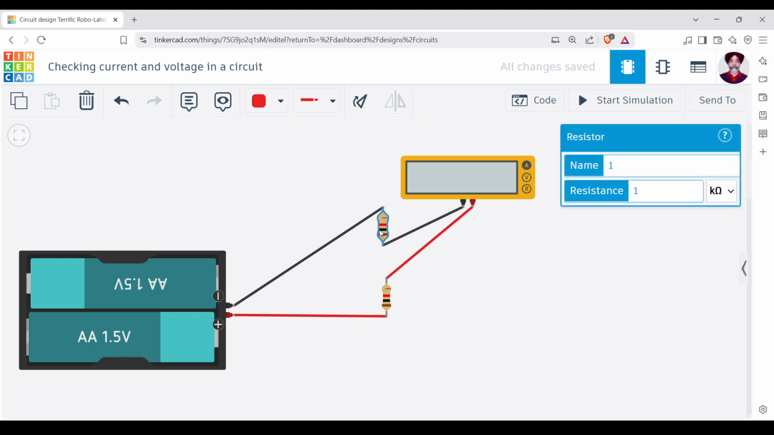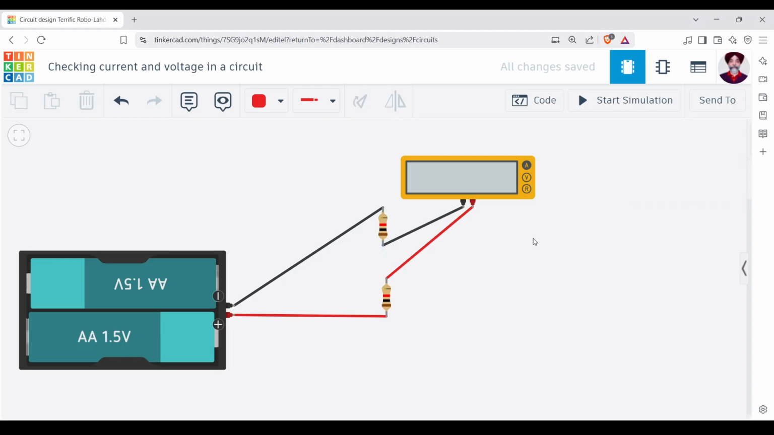What current is this particular resistance getting? It is getting whatever is coming out of the multimeter. So this is how we check for current now. So let us see what is the current. Current is 1.5 milliamperes.